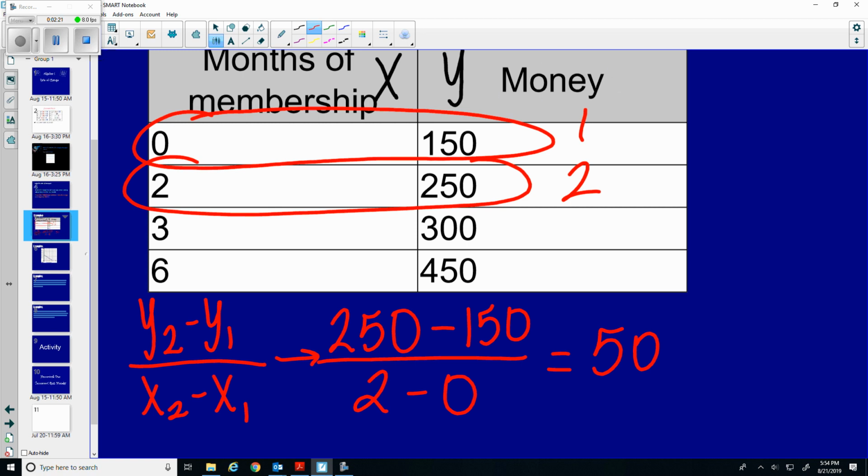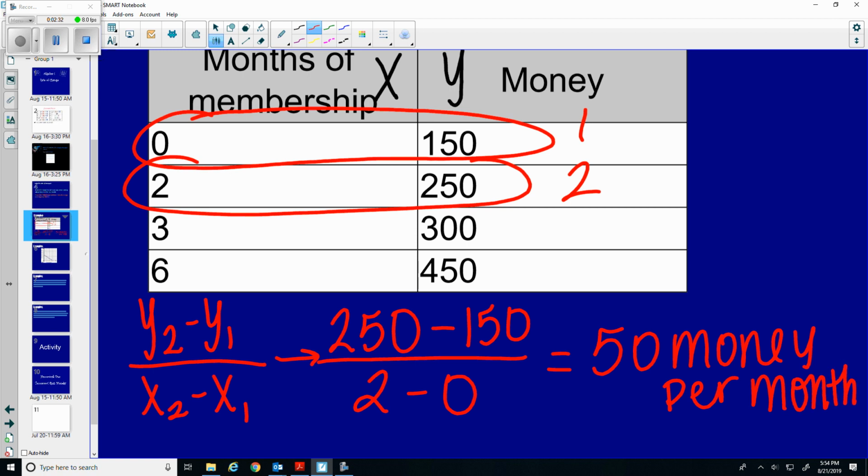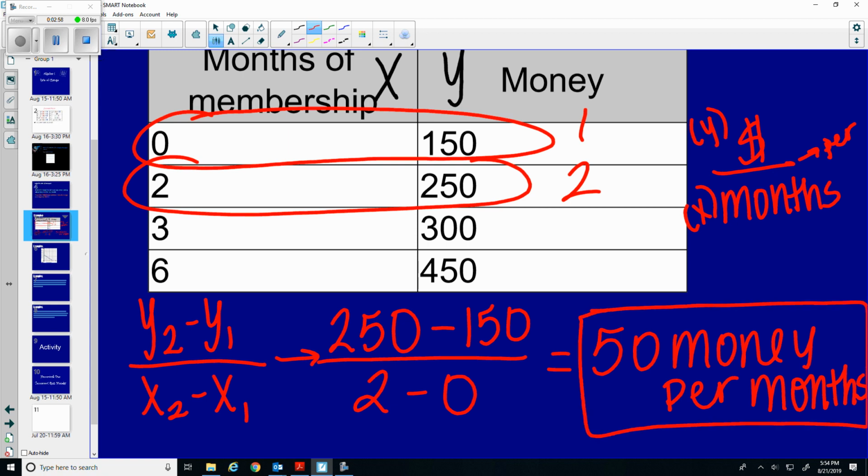my y value, so money, per my x value, months. So we have y over x, the same thing as saying money over months, my y value over my x value. For this we're just saying per for my division line. So dollars per month, and this here would then be my rate of change. Again, the only thing we're adding is units.